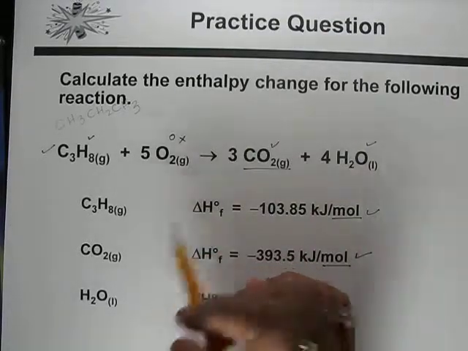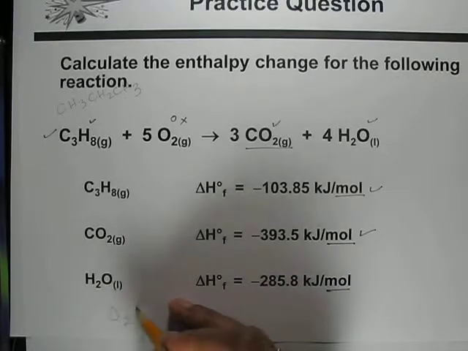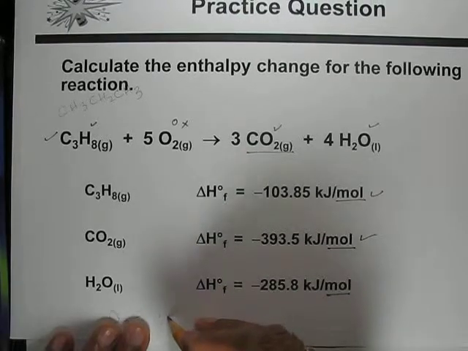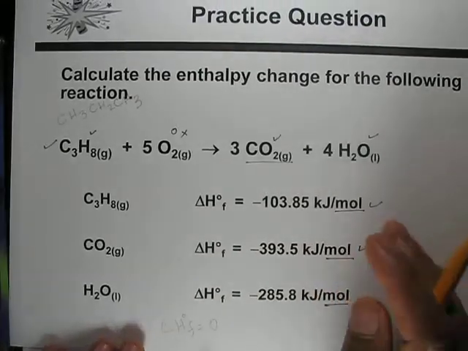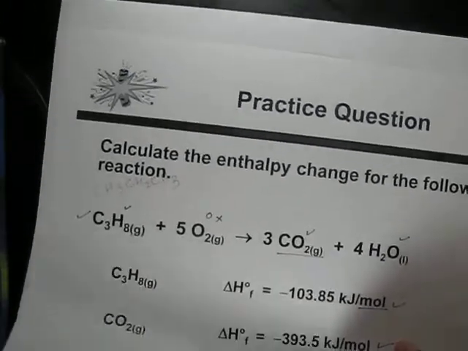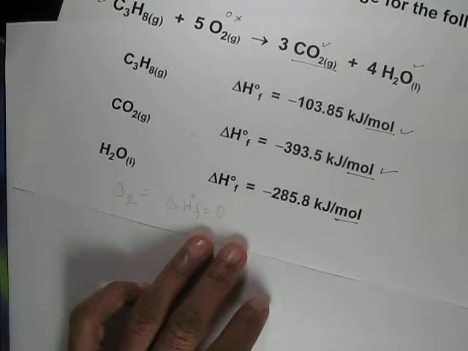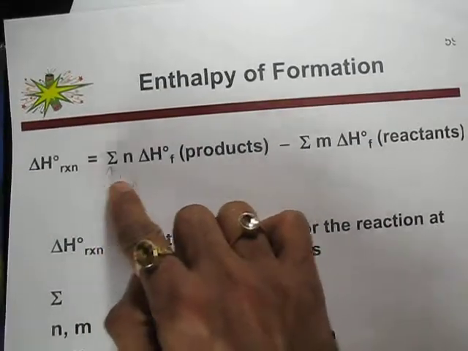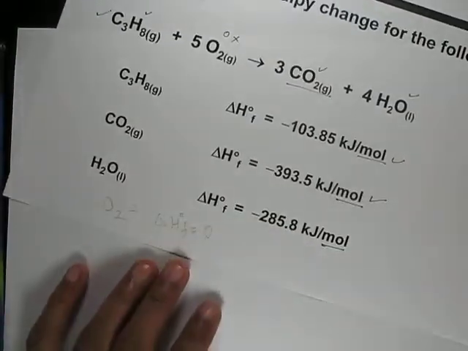For oxygen it is not given. Why? Because oxygen is in its own most stable form. That is why the enthalpy of formation of oxygen gas will be 0. So let's see how we will use this formula to calculate the enthalpy change for this reaction.